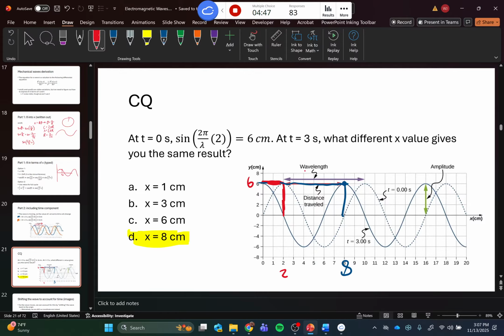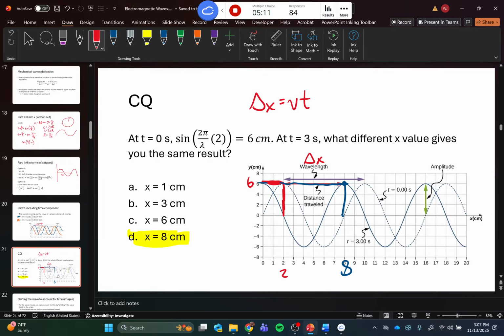This distance here, that's delta x. That's how far the wave traveled. What was the equation for delta x that we should really remember from physics 1? It's vt. So at time equals 0, this term didn't matter. At time equals 3, it did matter.